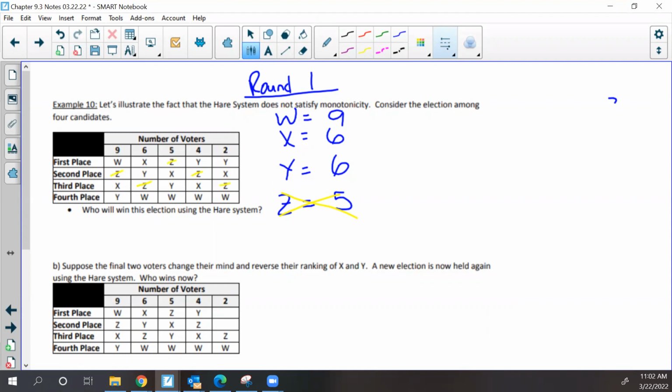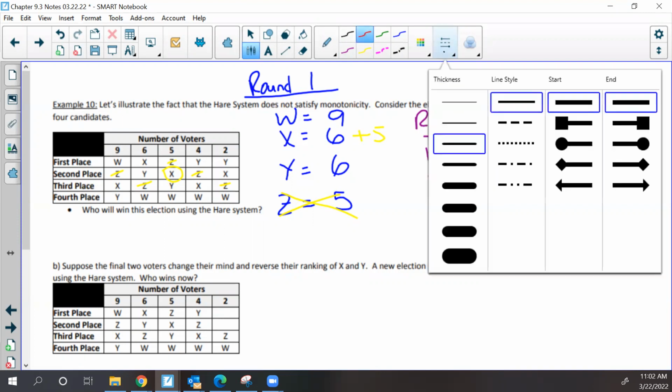And so you're going to ask, who's going to get Z's 5 votes? What's the next candidate in line? That's candidate X. So candidate X just got 5 more votes, because we scratched off candidate Z. So now we go to round 2. W has 9 votes still. Now X is leading because they got 11 votes. And candidate Y has 6 votes.